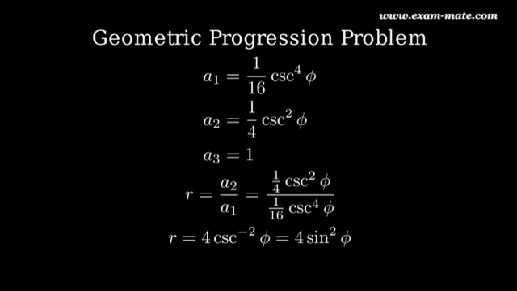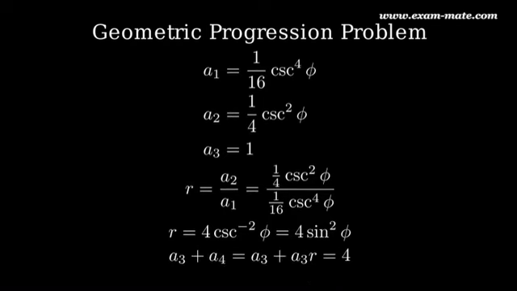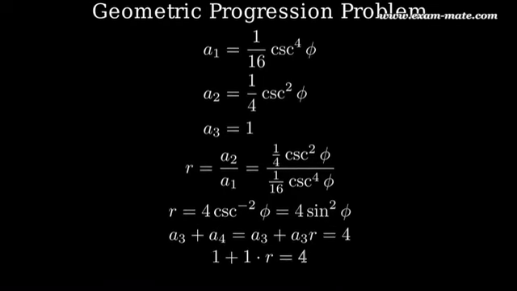Now, we're given that the sum of the third and fourth terms equals 4. The fourth term is the third term times r, so we can write 1 plus 1 times r equals 4. Solving this equation, we find that r equals 3. Now we can substitute this back. 4 sine squared phi equals 3.